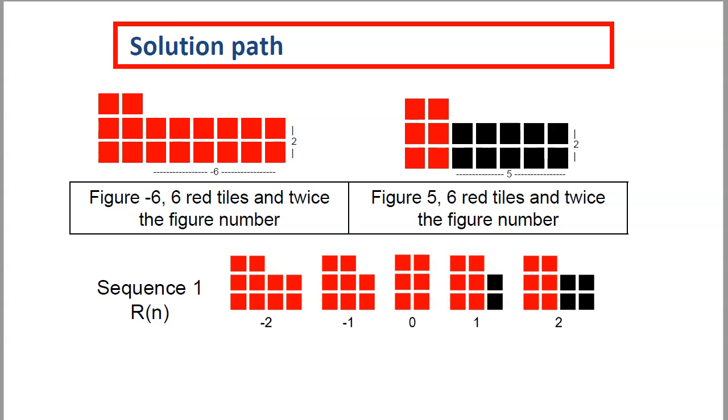So now we can sketch figure 6, -6, and figure 5 for sequence 1. For figure -6, we should have 6 red tiles and then twice the figure number. And you can see there's some dimensions marked there, 6 times 2, -6 times 2. And for figure 5, we have 6 red tiles and twice the figure number. And you can see we have the dimensions marked, 5 times 2.